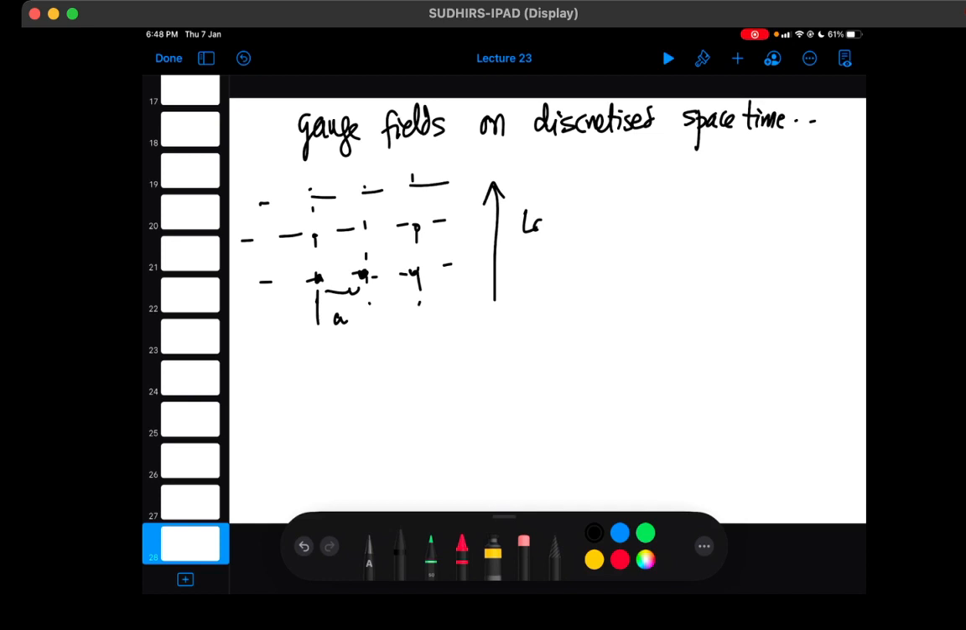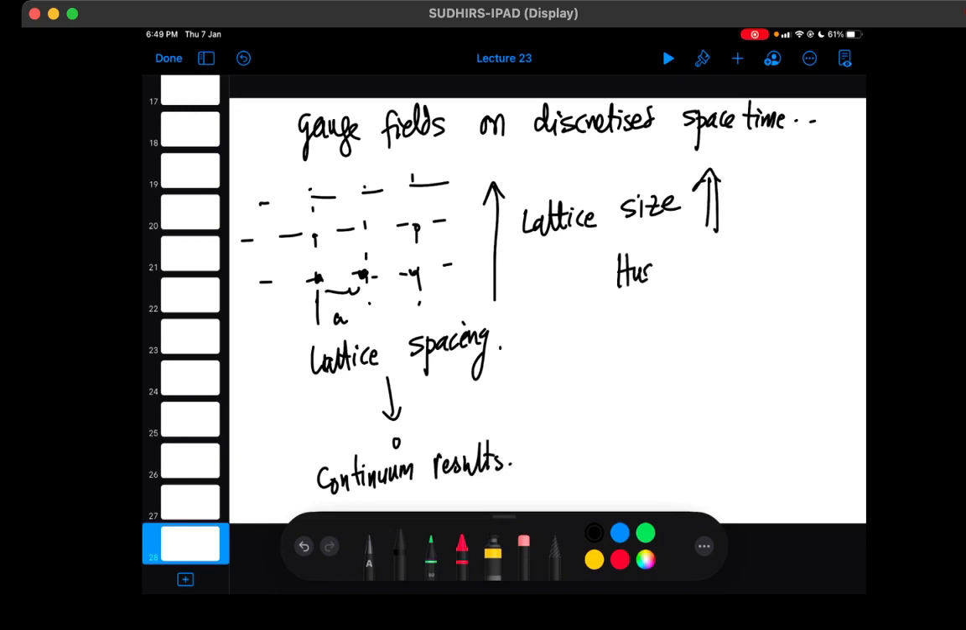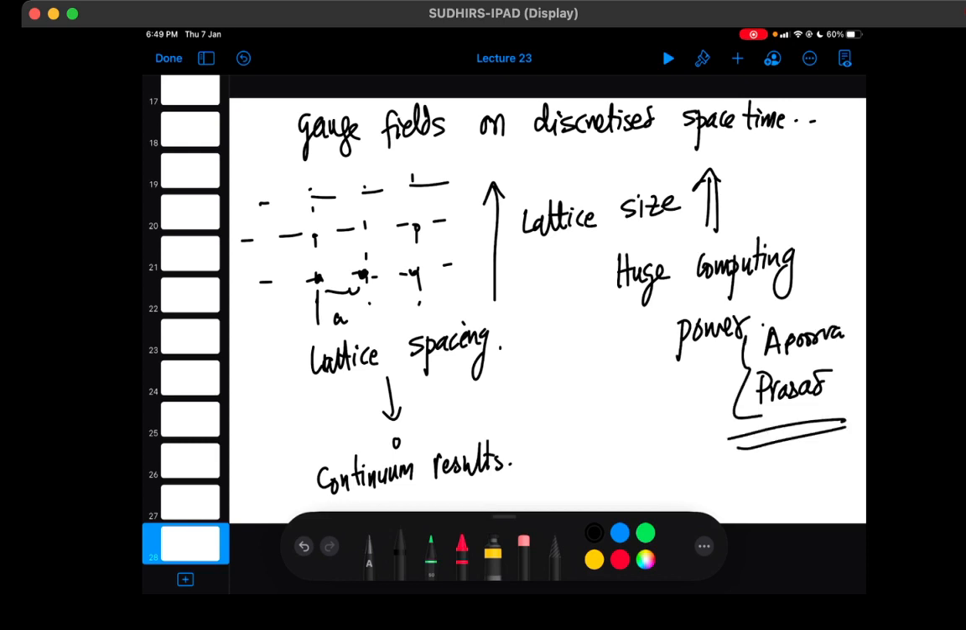In the limit where the lattice spacing goes to zero, it should give you the continuum results. Continuum means normal results, essentially. Now, the larger the lattice size, the more computing power it requires. In our department, we have Prasad, and before that Apurva, who are big experts on lattice gauge theory. Prasad is still actively working on it, whereas Apurva has moved on to quantum computing, but is also a very good expert. If you are interested, you can go and talk to Prasad to know more.